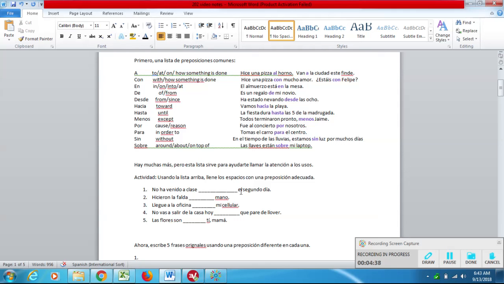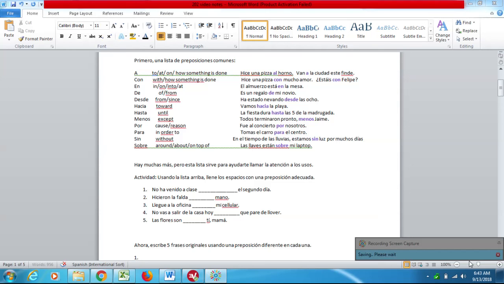Your actividad. Using la lista arriba, our list, please fill in the spaces with an appropriate preposition, and at the bottom you will write 5 original sentences using a different preposition in each one.